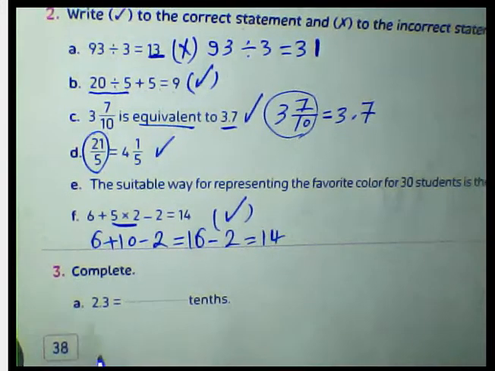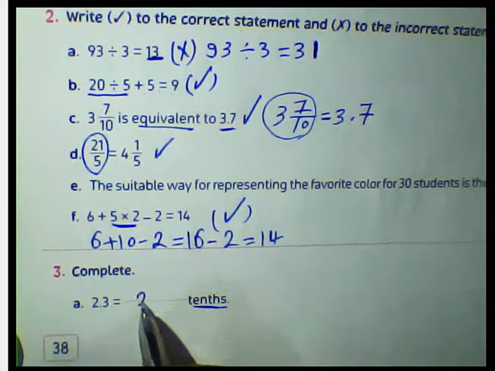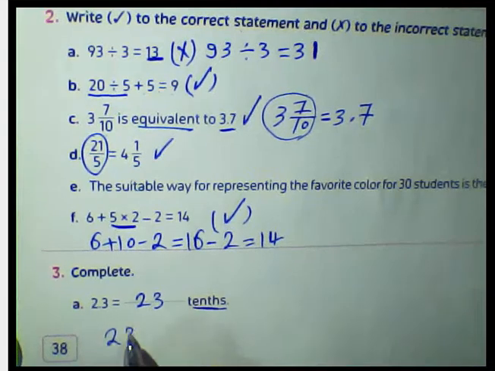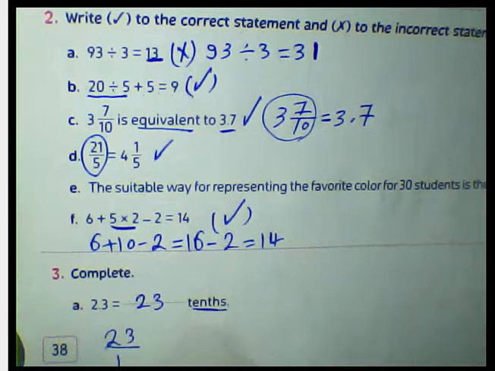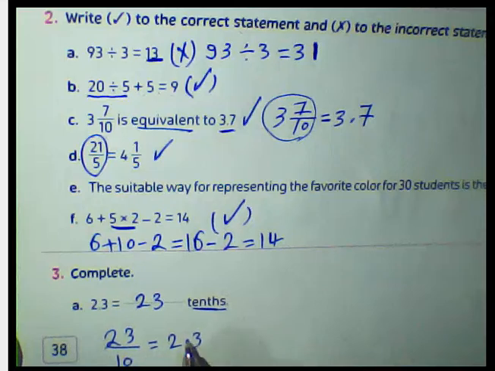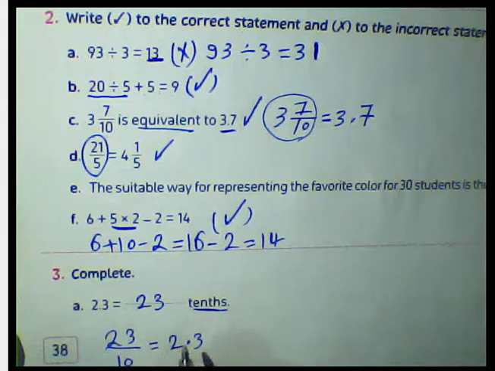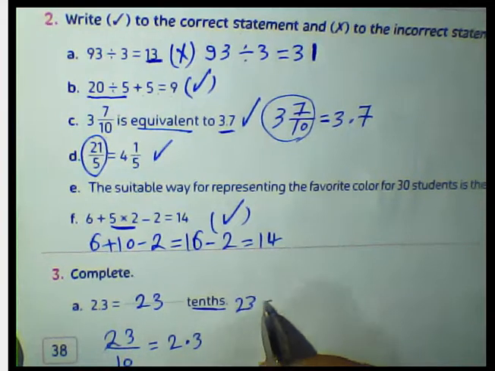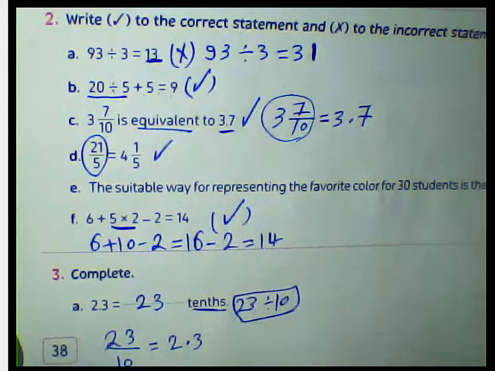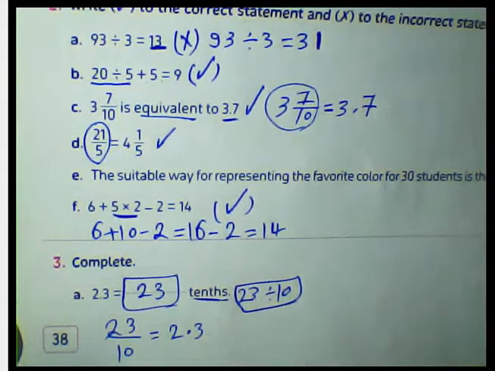Question number 3 complete. 2.3 equals 23 tenths, because 23 over 10 equals 2.3, and we have a point after one digit. The point lies between two digits, so it will be 23 tenths. It means 23 divided by 10. So we must write here 23. The result will be 23 in this space.